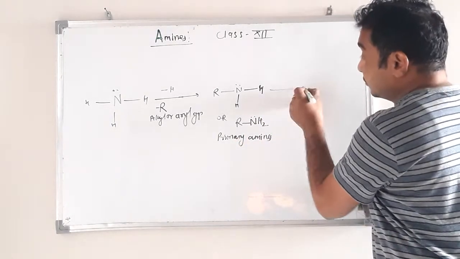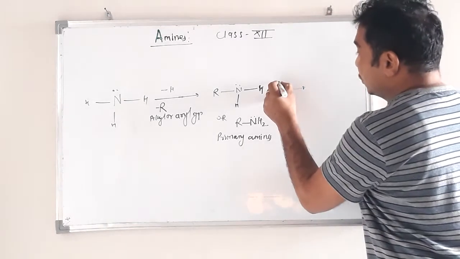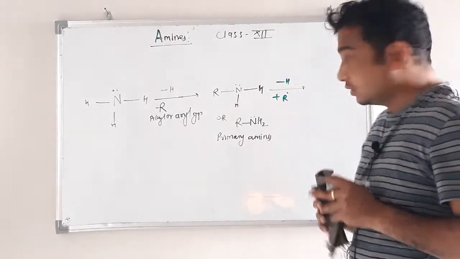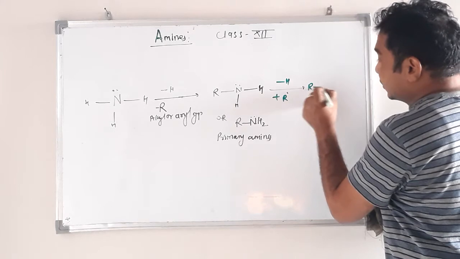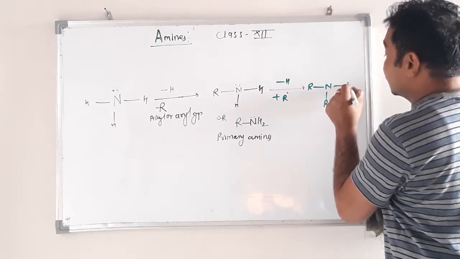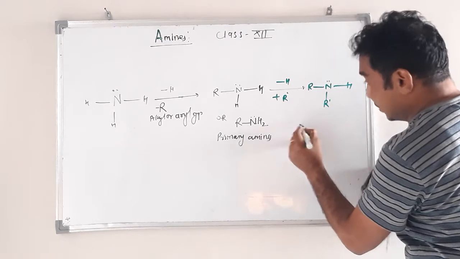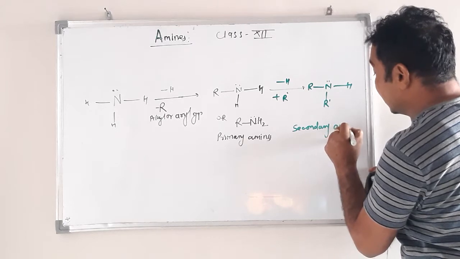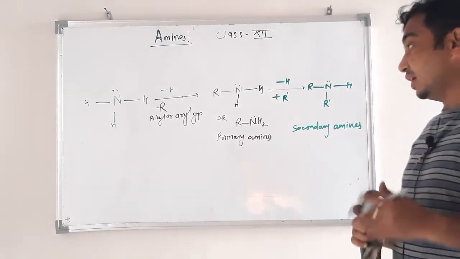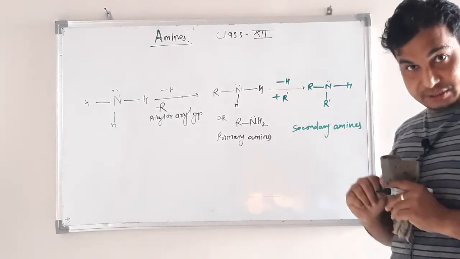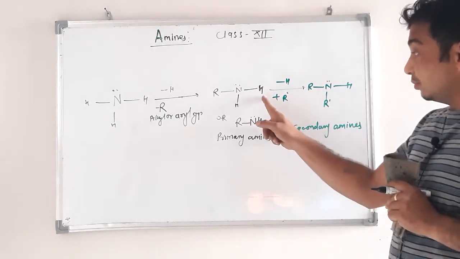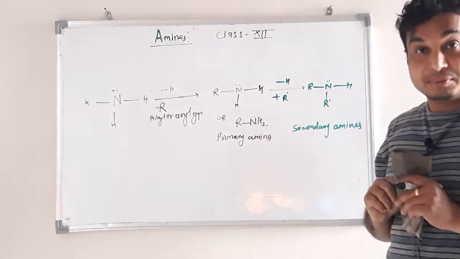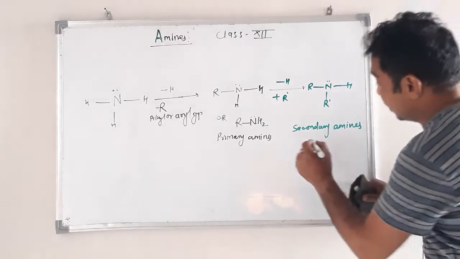Now suppose I replace one more hydrogen by the same or a different alkyl group or aryl group, then the resulting compound is R-NH-R. This is known as secondary amines. How is it obtained? It is obtained from primary amines by replacing one of the hydrogen atoms by the same or a different alkyl group. These two may or may not be the same. This is called secondary amines.